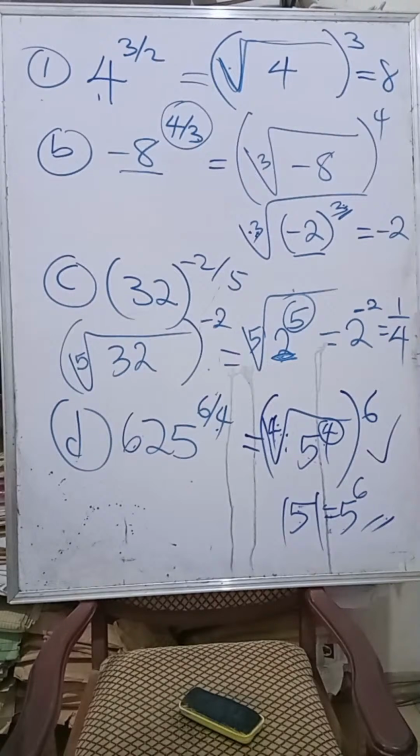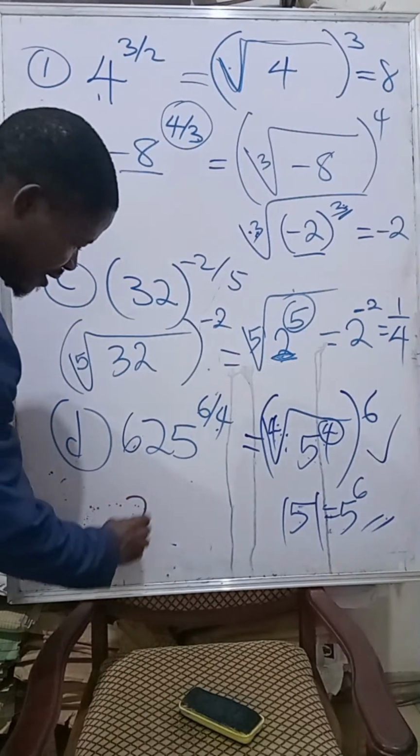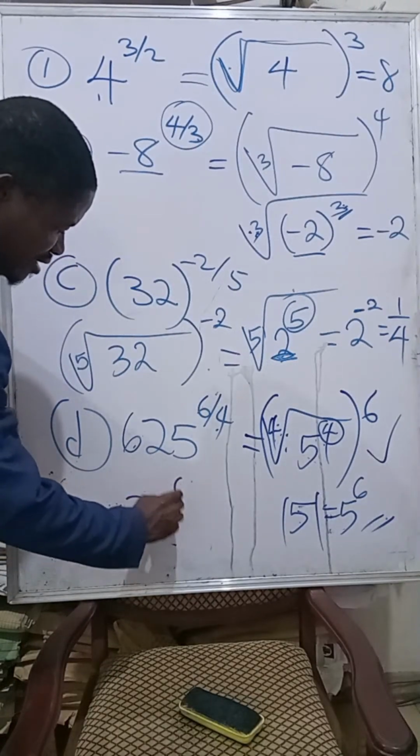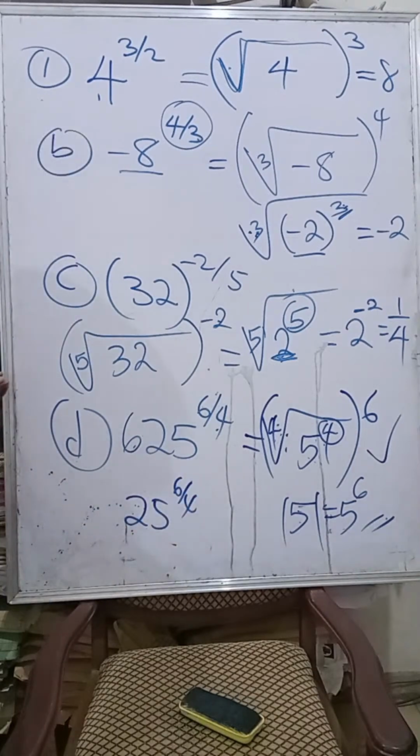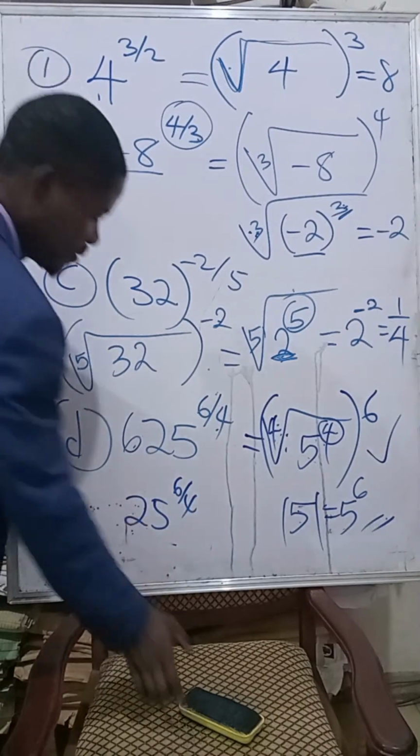But if this question is 25 to the power 6 over 4, let's have that question. Let's add that one. Let's have this one.